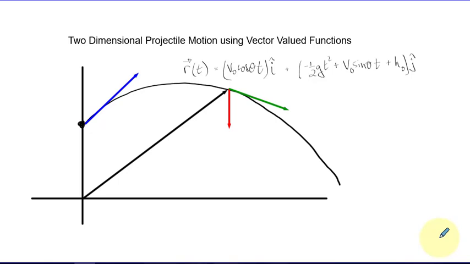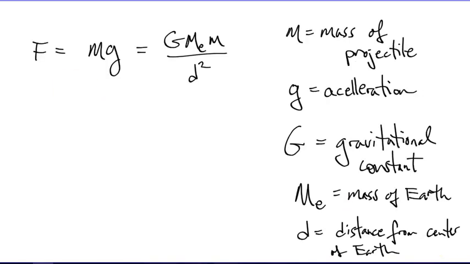Let's look at an example of two-dimensional projectile motion using vector-valued functions. Let's start with this really simple but incredibly profound idea that I absolutely love. Got to start with this.